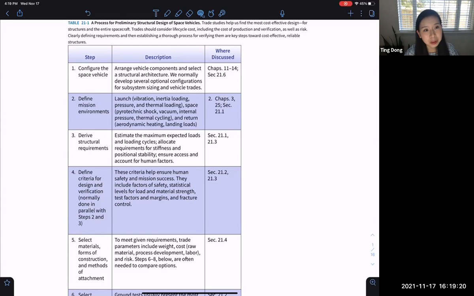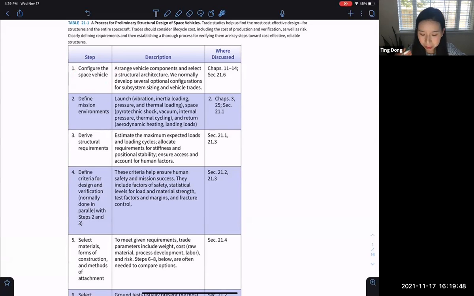Of course, for each topic, as I always said, there should be a big picture. And for this one, first we need to configure the space vehicle. I don't think the structure configuration is a job that is done in the structure part. It's dependent on the other parts.